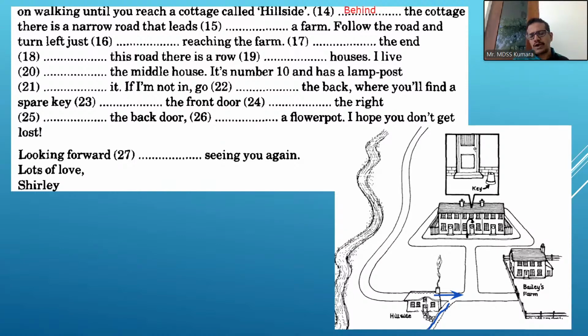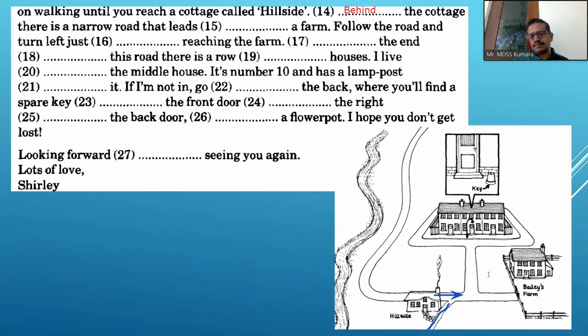So this is the front part of the house. The road is actually at the rear part of the house, the cottage. This may be why this preposition is used. Behind the cottage, there's a narrow road.